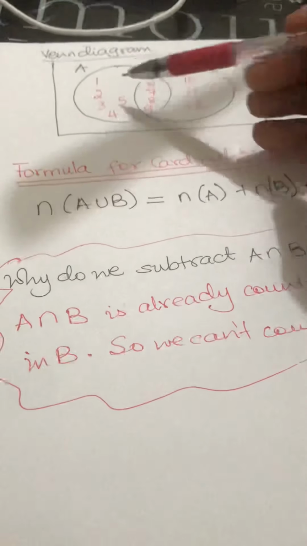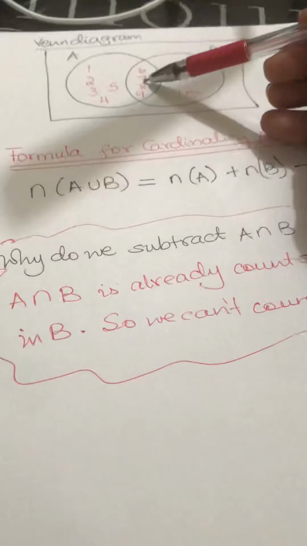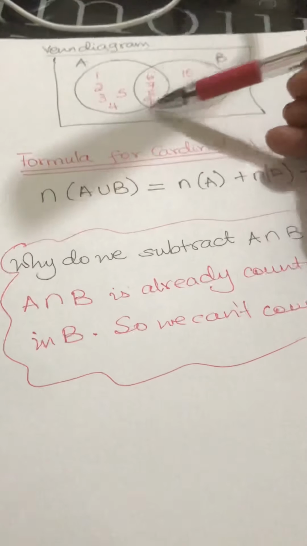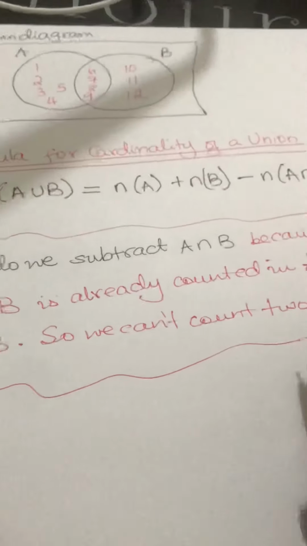So you have 9 and then 10, 11, 12. So 1, 2, 3, 4, 5, 6, 7, 8, 9, 10, 11, 12. See, you only counted this once. You didn't go back again. Okay? So we need to use the formula.